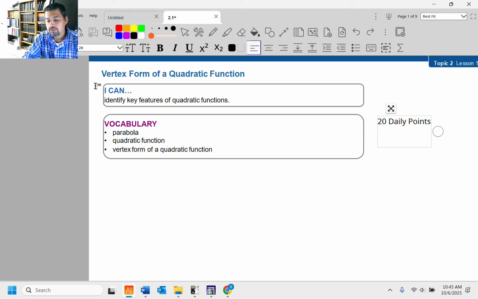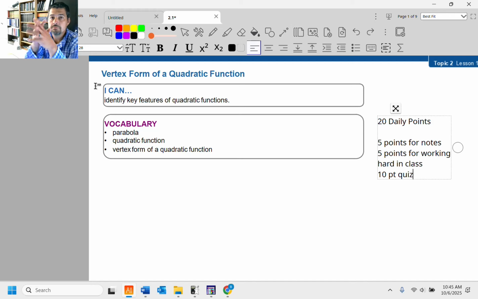Okay? You get 5 points for the notes. You get 5 points for working hard in class. And then there's a 10-point quiz. That's how this works. So you got to take the notes. You know, the only way you're going to be able to get the first two and a good grade on the last one is if you start by taking the notes. So you have to take the notes. We'll try to keep these short. It'll be less time doing this than it would be doing homework.